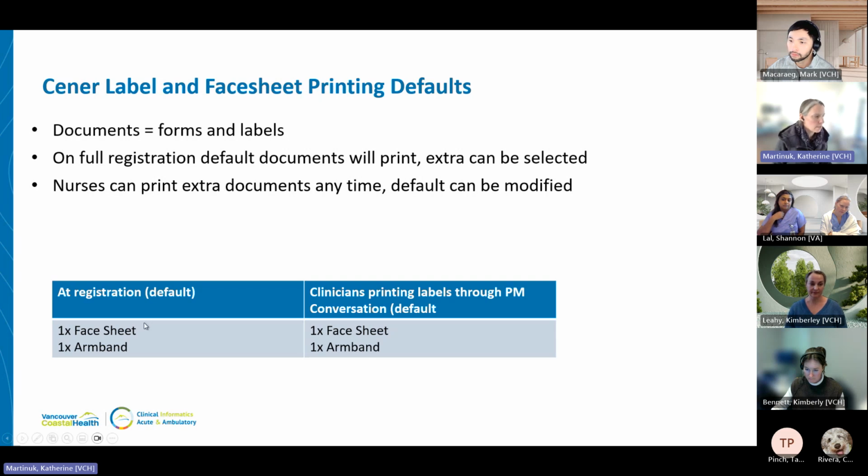Typically for a medical daycare, we default one face sheet and one armband. Everybody who's getting a medication needs to be banded. So that's why we default an armband label. And the face sheet you can pitch after the appointment. Typically you'll put it in a chartlet.